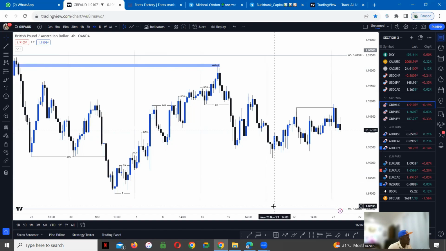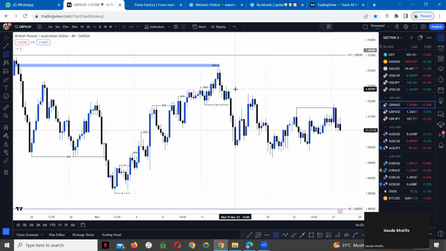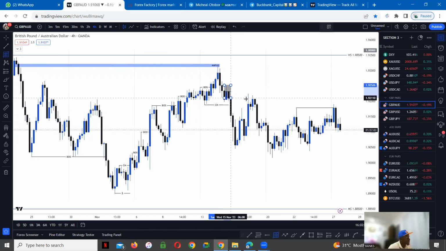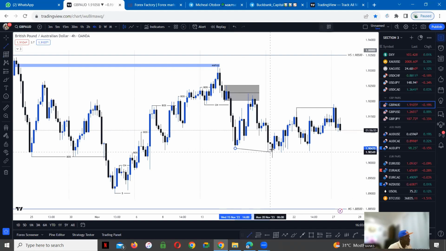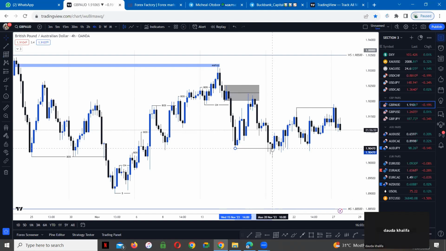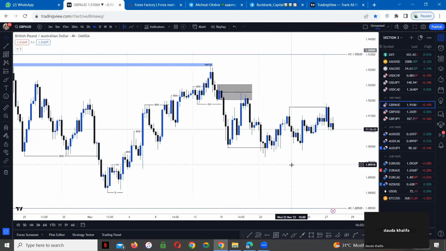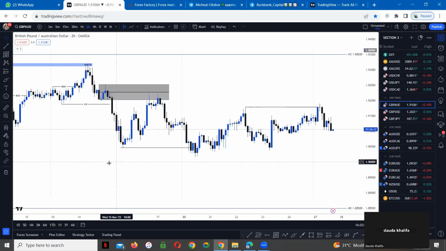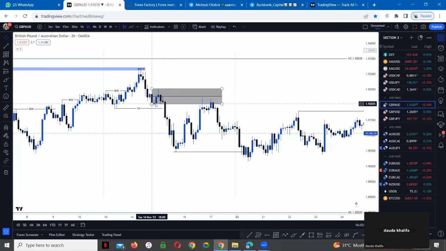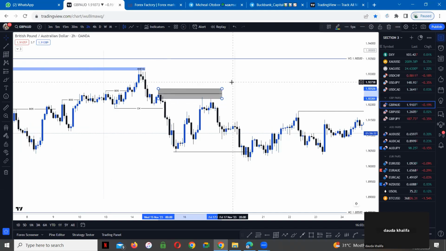So this is basically the same structure I was telling you about. So we took the sell here, price came all the way down, breaking this structure to the downside. I think the second order block on the downside there, or that one, is not good. It's not that one. Which one? If that one we block, it breaks this structure.